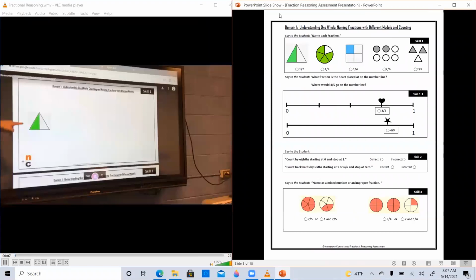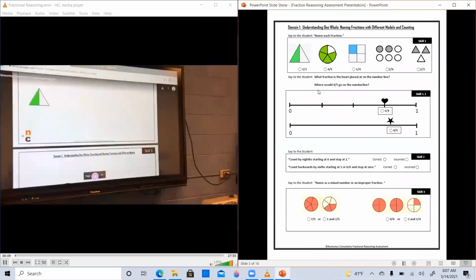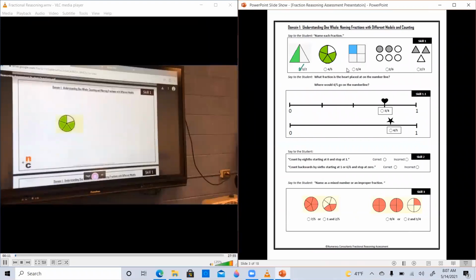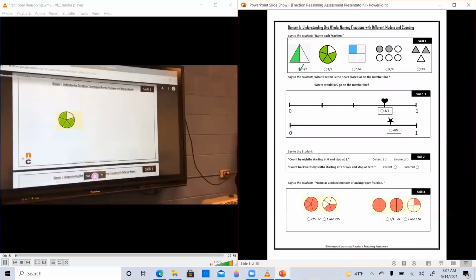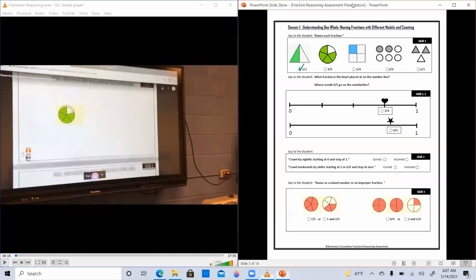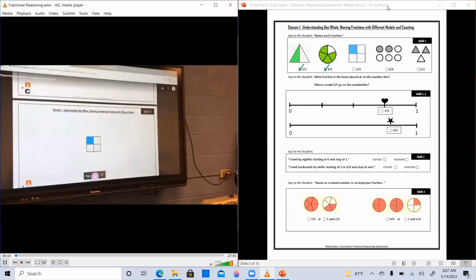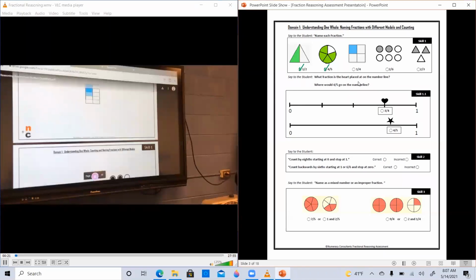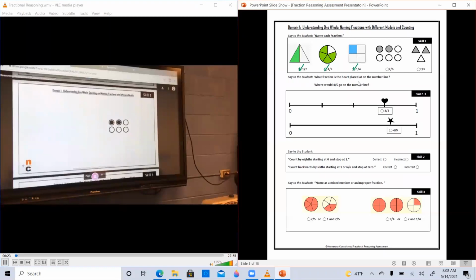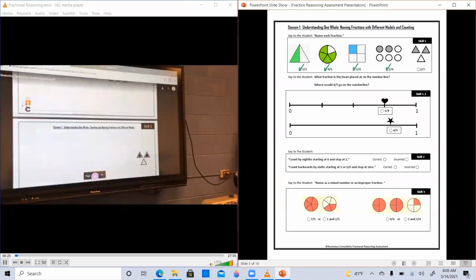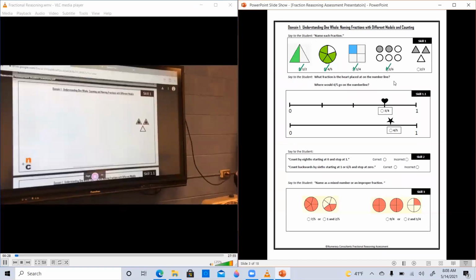Okay, name each fraction. 1/2. 5/4. 4/5. So he self-corrected unprompted, so that's fine. That's good. 1/4. 2/6. 2/3.